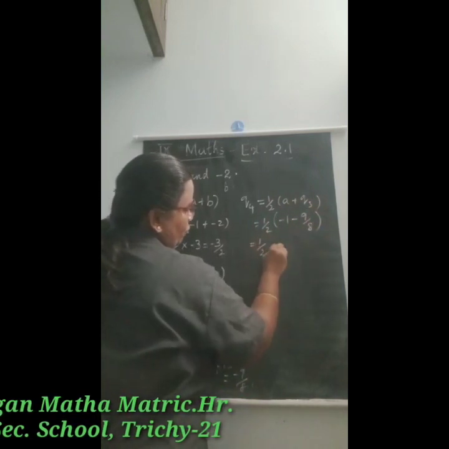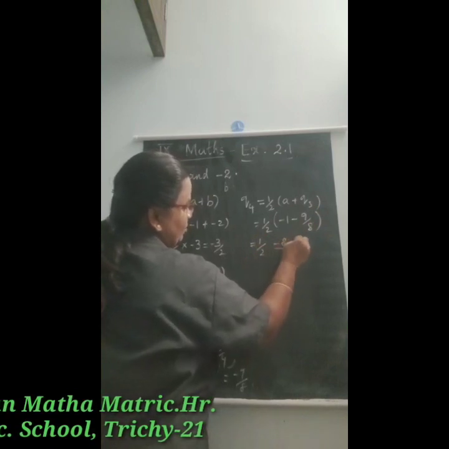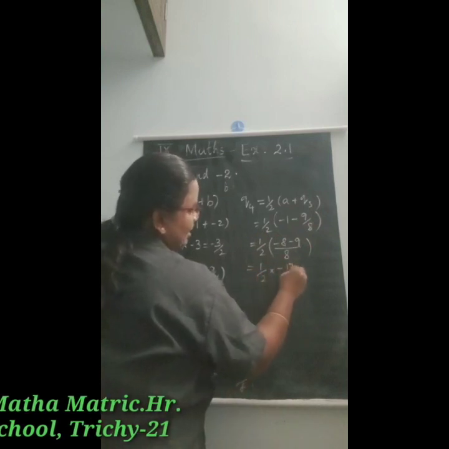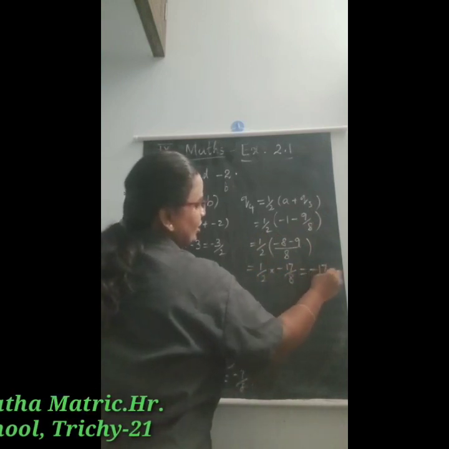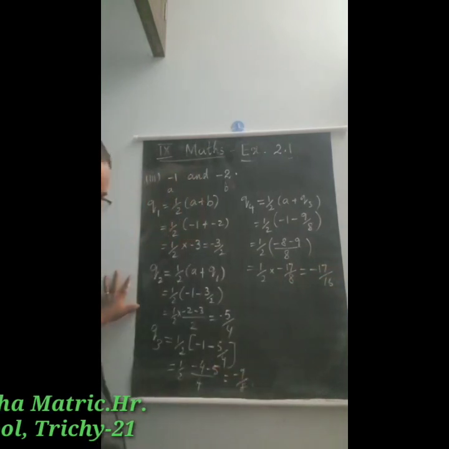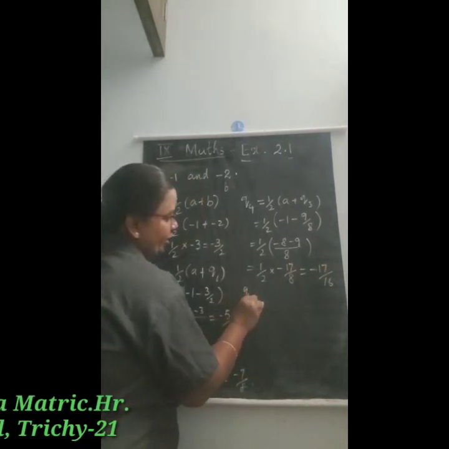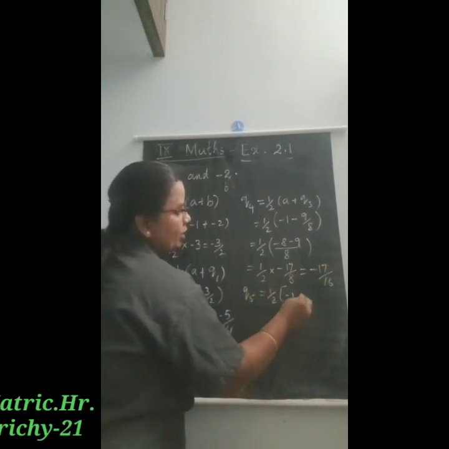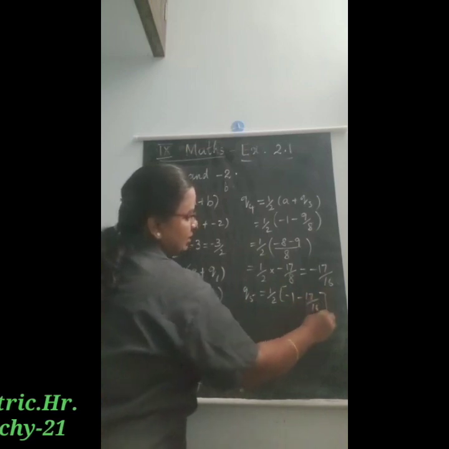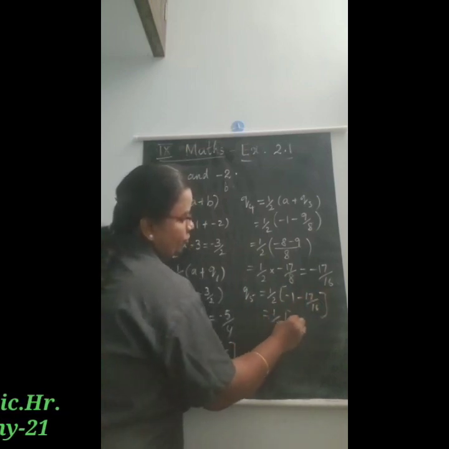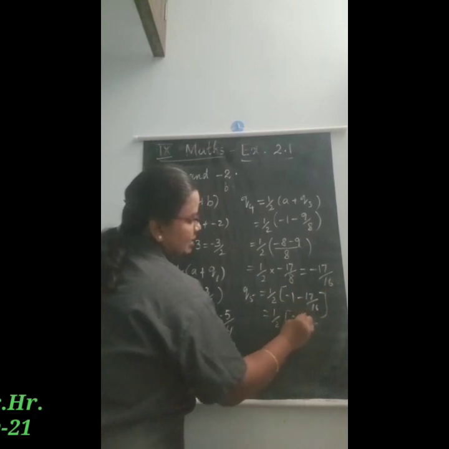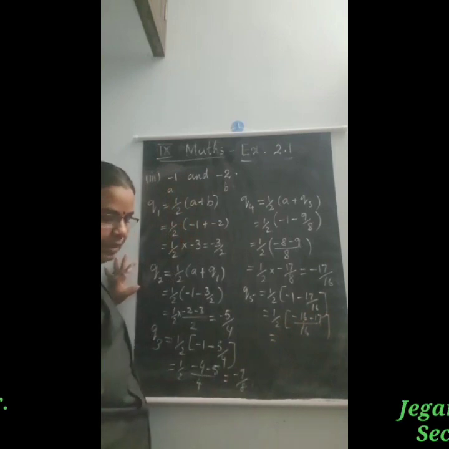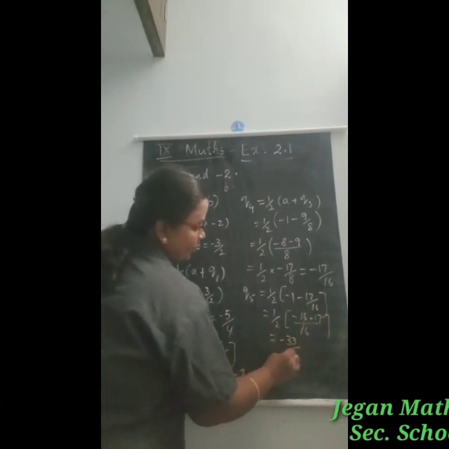So that is equal to 1 by 2 into minus 1 minus 9 by 8. So 1 by 2 into, 8 is the LCM. So minus 8 minus 9. So that is equal to 1 by 2 into minus 17 by 8, which is minus 17 divided by 16. And then the final Q5 is equal to 1 by 2 into minus 1 minus 17 by 16. So that is equal to 1 by 2 into, 16 LCM, minus 16 minus 17. So that is equal to minus 33 divided by 32.